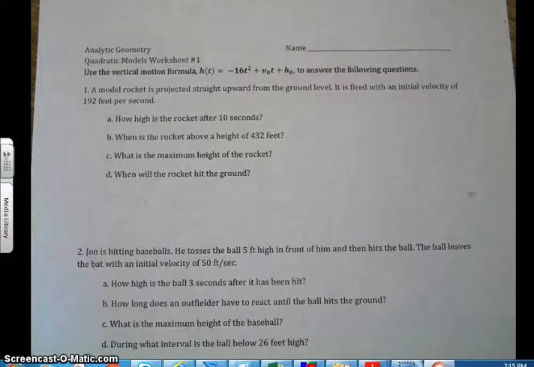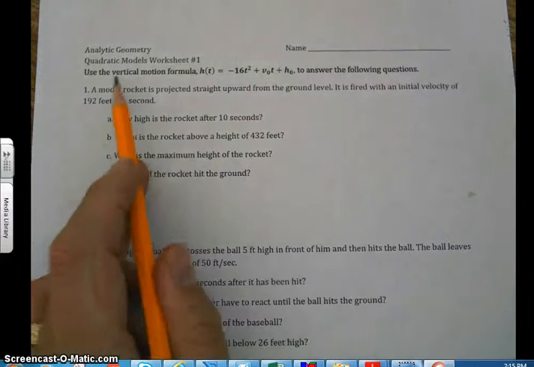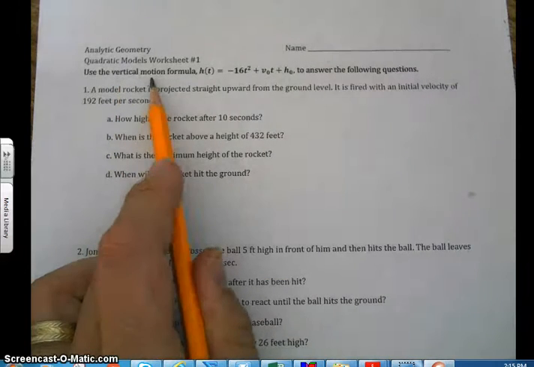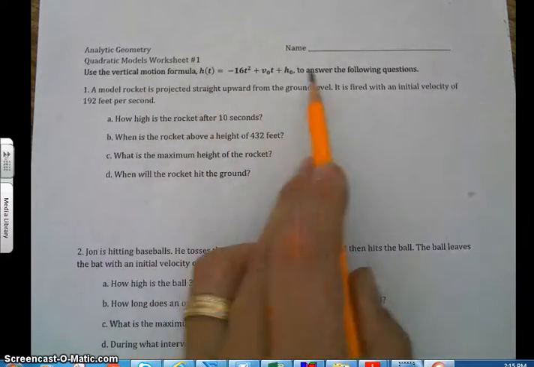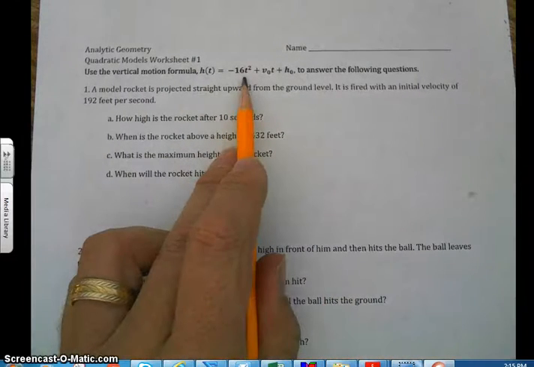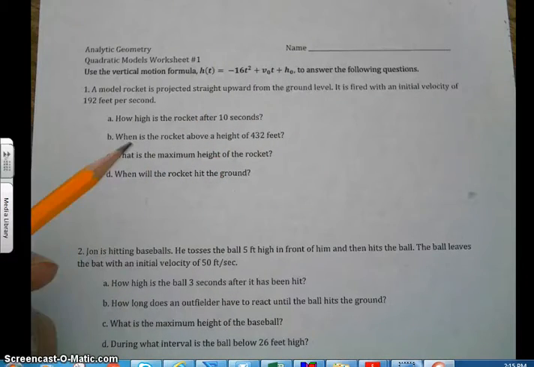Okay, we're going to take a look at some quadratic models. First, we're going to look at a vertical motion problem. They give us the formula right here. We're going to use this formula to answer these problems.